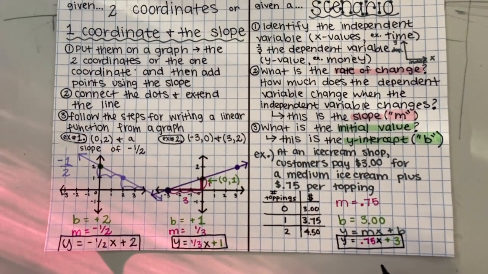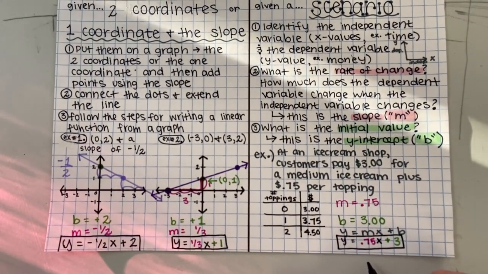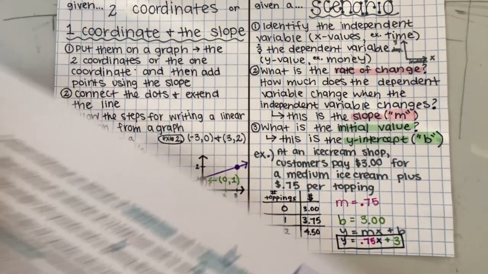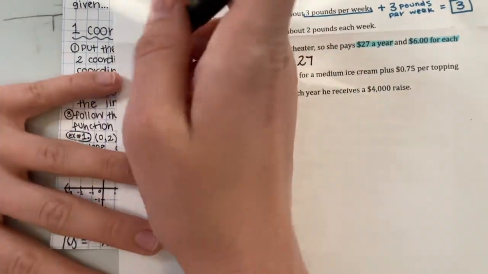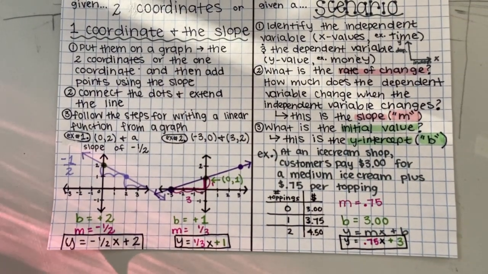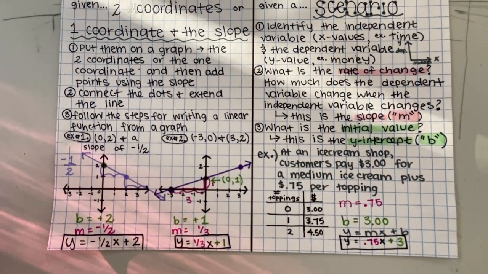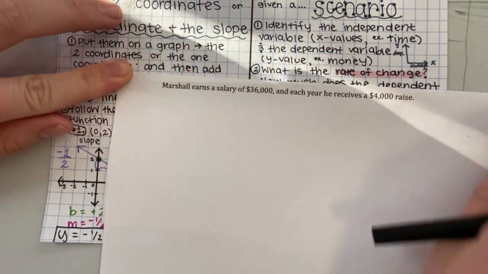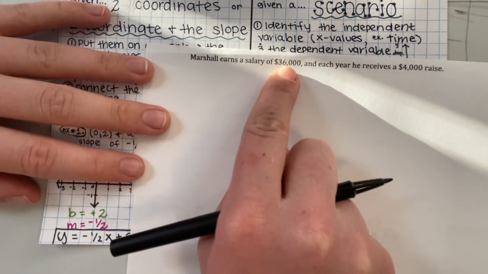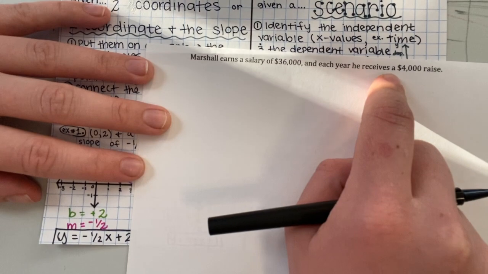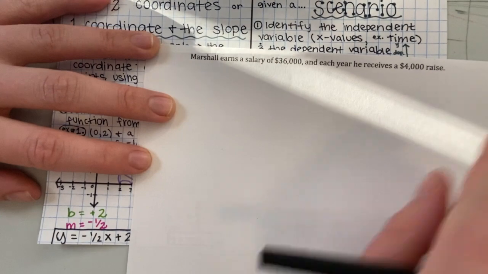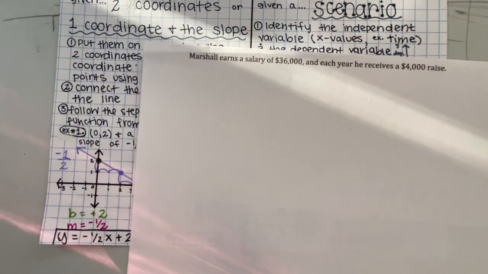So hopefully with more examples that we look at, this will start to make more sense. So I'm going to just have us do one more example. I'm going to have us look at Marshall, since we just did the ice cream topping one. So this scenario says Marshall earns a salary of $36,000 and each year he receives a $4,000 raise. So just like we did before, I want to think about this just logically.